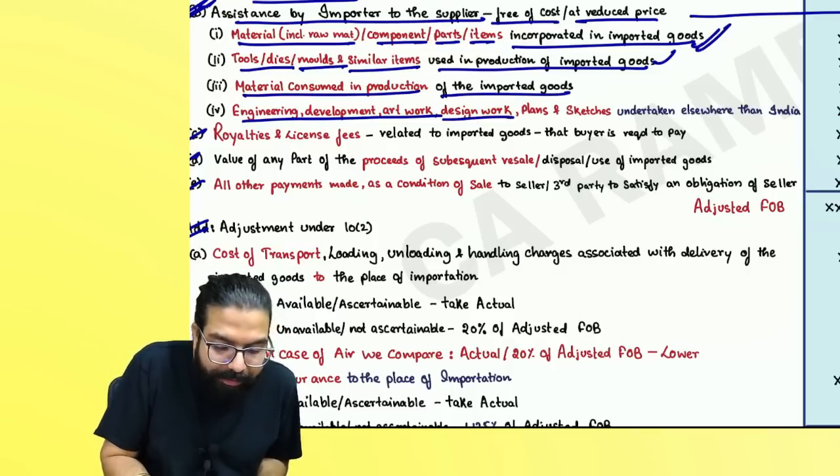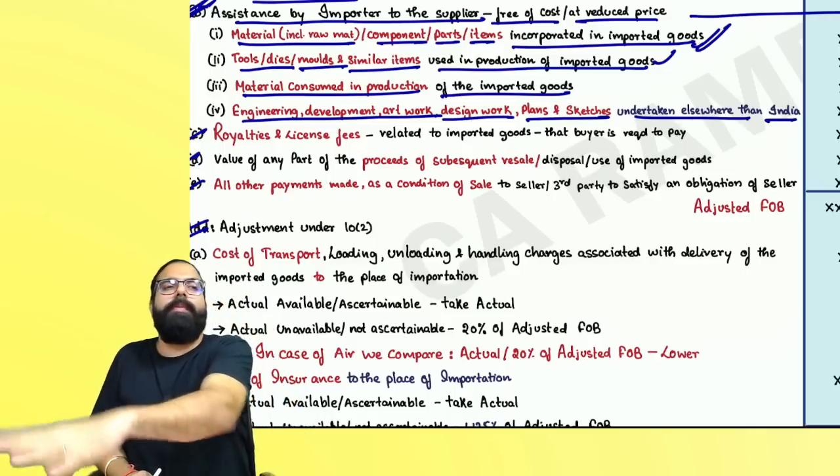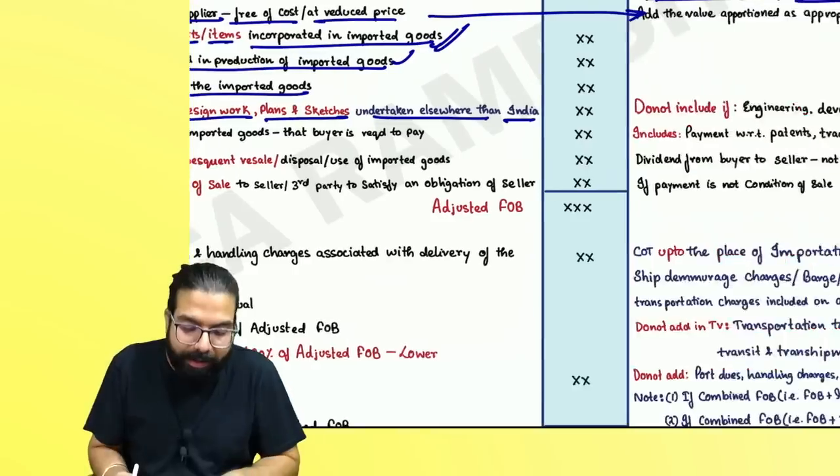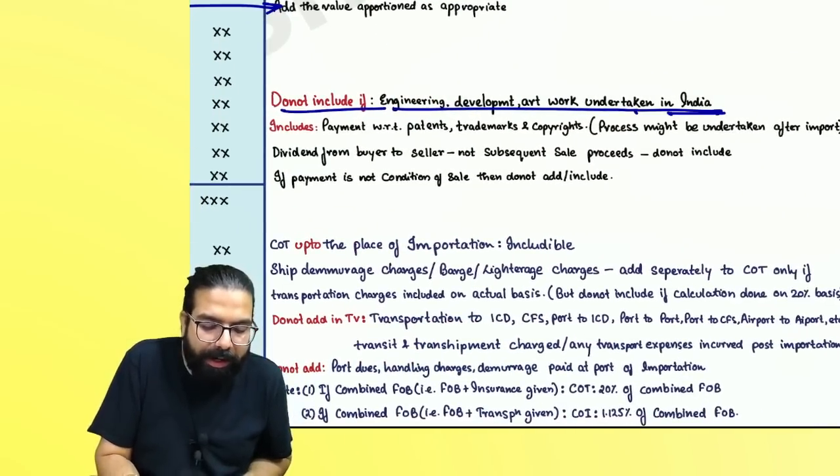Engineering development and design work, or plans and sketches undertaken elsewhere than in India only, should be included. If design and engineering is undertaken in India, do not include it. If design development work or artwork is undertaken in India, do not include it.